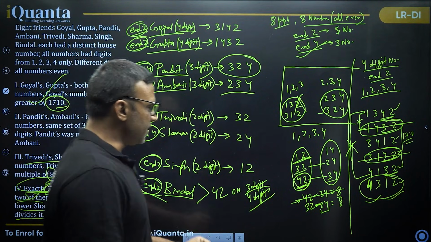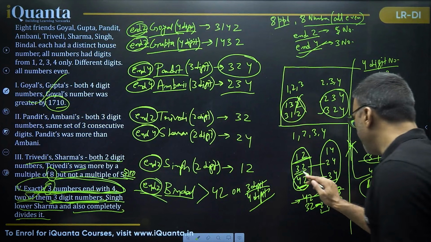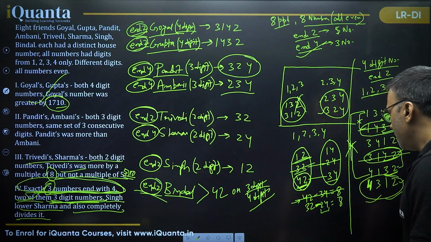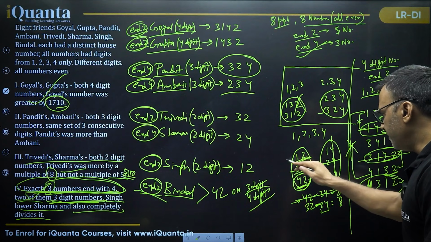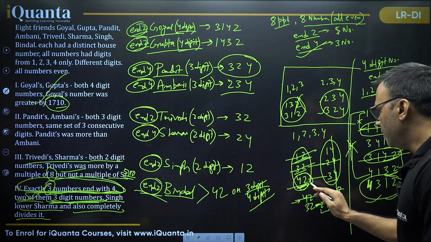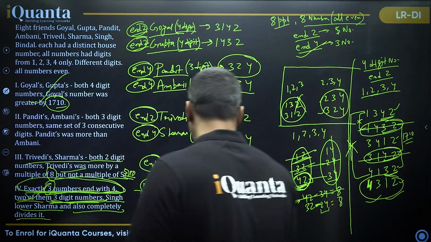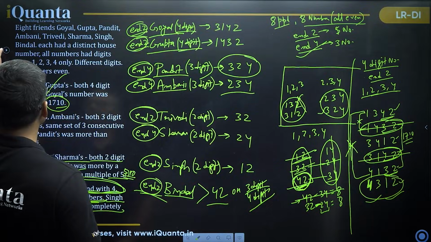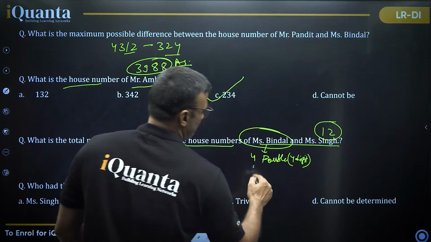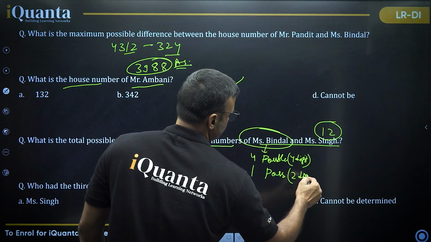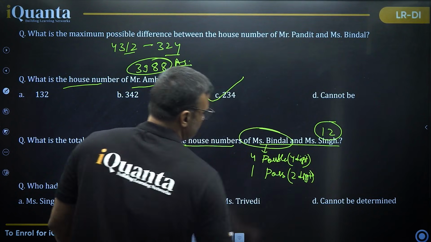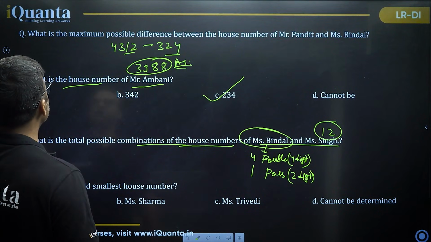What else do we have? As far as 2-digit numbers are concerned, 32 and 24 are gone. Ending in 4 we cannot take. 12 is gone. So only 42 is available. So for 2-digit numbers, there is one possibility, 42.